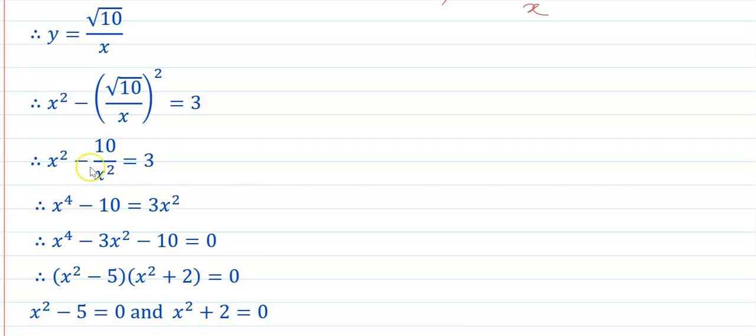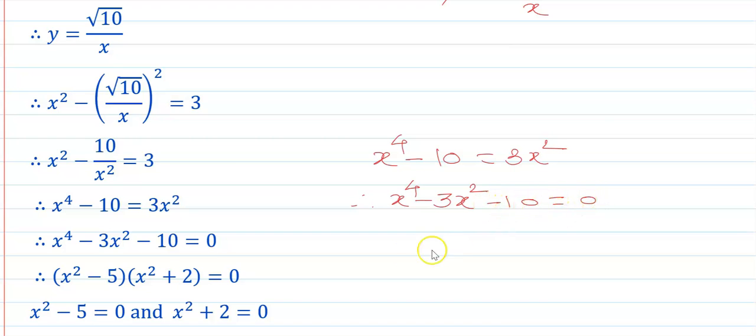Therefore, x square minus, the square of root 10 is 10, upon x square is equal to 3. Again, multiply on both sides by x square. Multiply this by x square. Then you will get x raised to 4. Multiply this by x square, then 10 upon x square will get cancelled. You will get here minus 10. And multiplied here by x square, then here you will get 3x square. Therefore, x raised to 4 minus 3x square minus 10 is equal to 0.